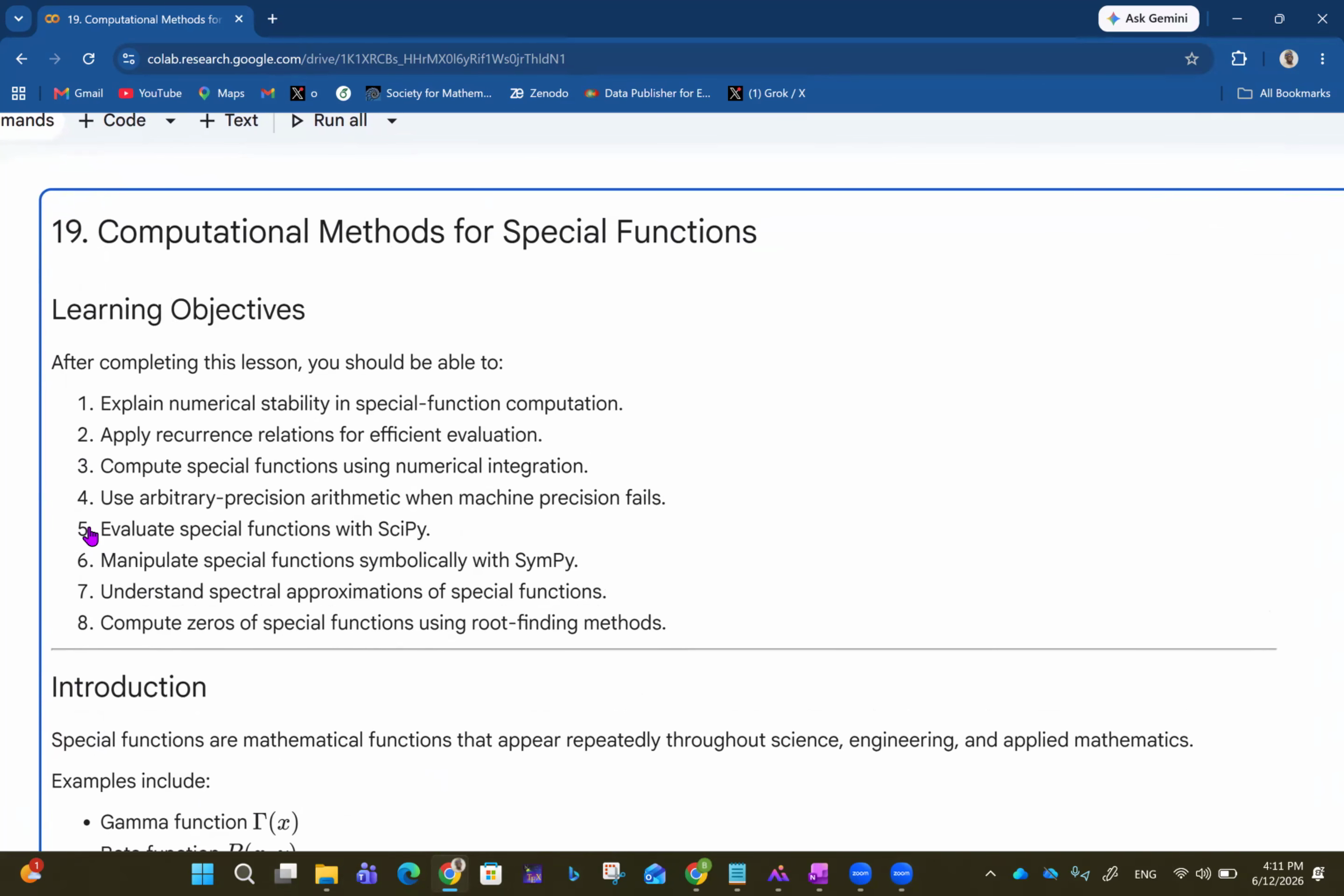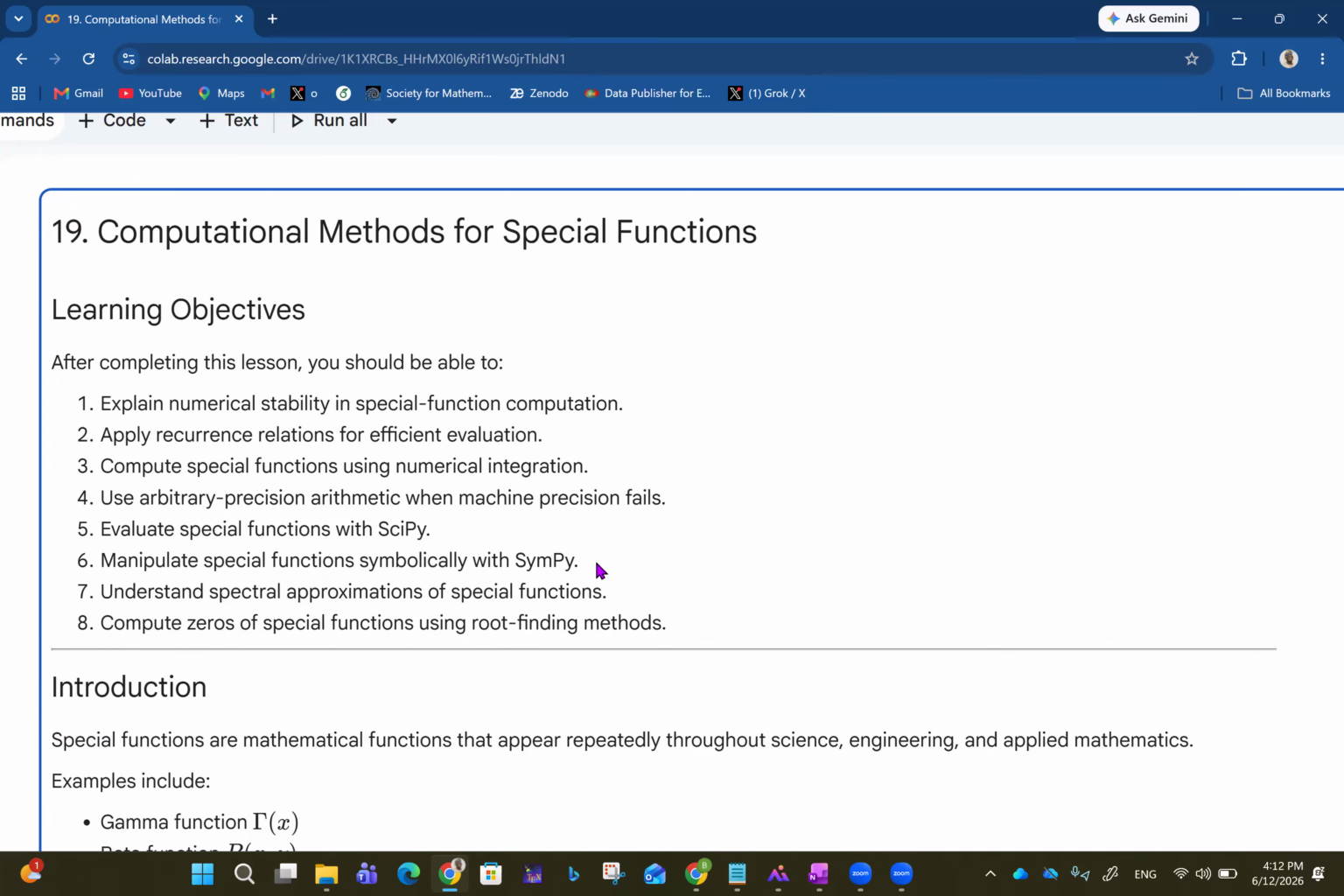The learning objectives after completing this lesson: you should be able to explain numerical stability in a special function computation. There's something called special function computation, which may be slightly different from what you know in normal computational mathematics that you might have come across. Then you apply recurrence relations for efficient evaluation, compute special functions using numerical integration, use arbitrary precision arithmetic when machine precision fails, evaluate special functions with SciPy, and manipulate special functions symbolically with SymPy.